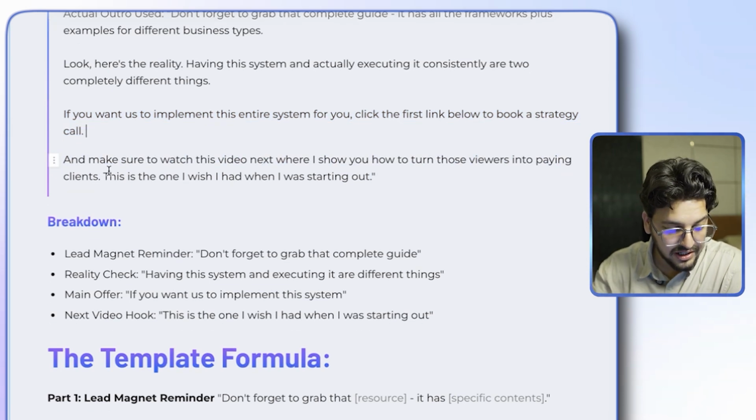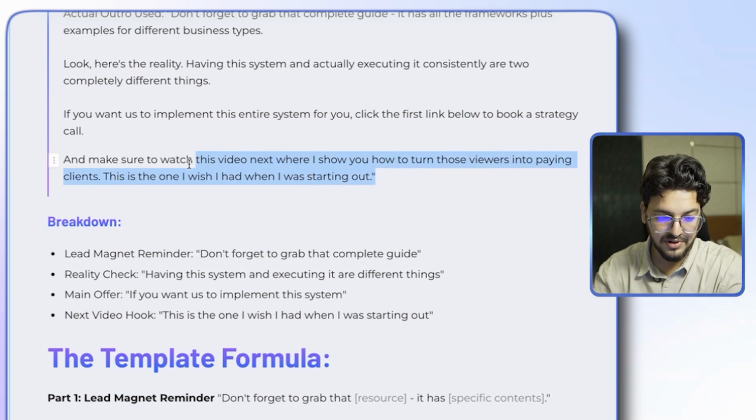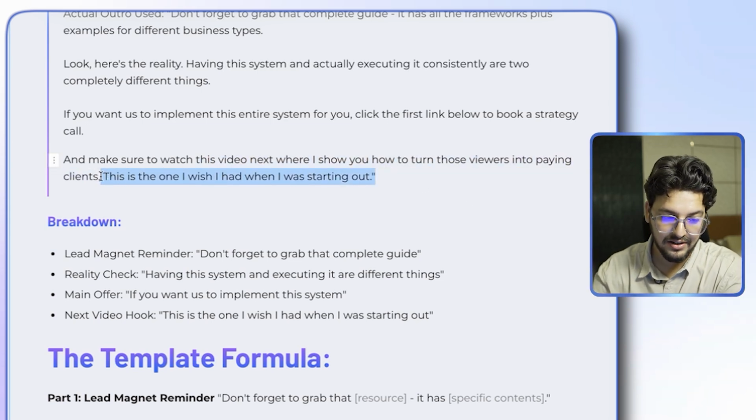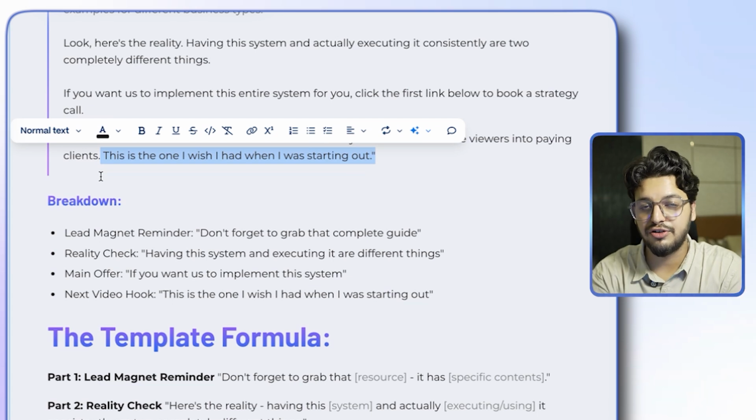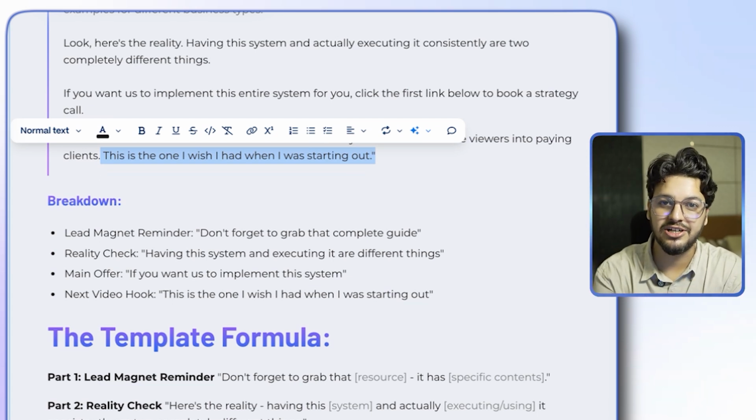And then the fourth thing is calling out your next specific video with an emotional angle, right? This is where I mentioned this is the one I wish I had when I was starting out. That's it. If you include all those 4 things, you have got an outro that converts and keeps people watching more of your content.